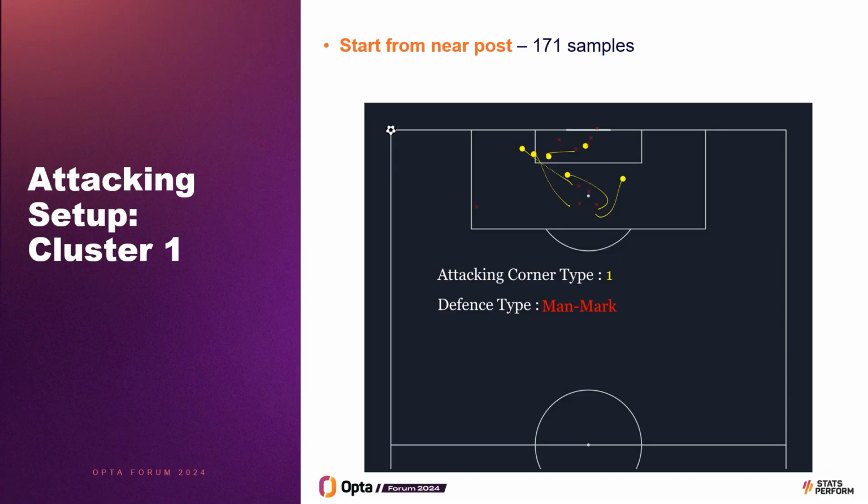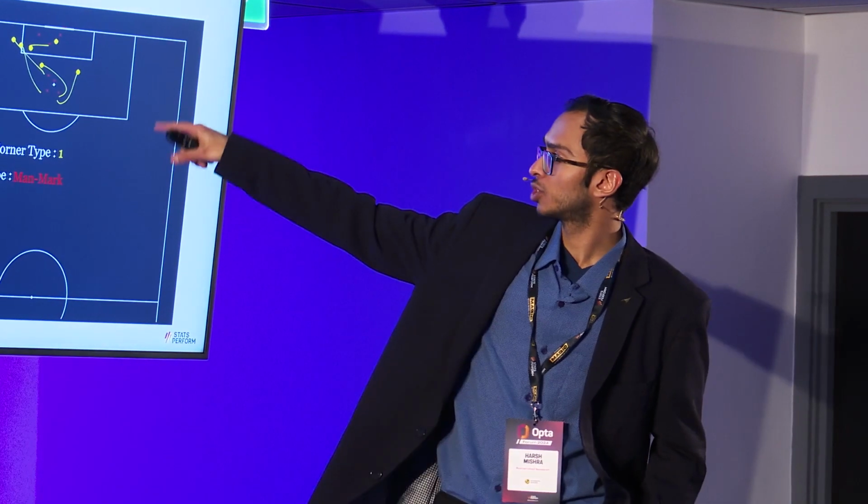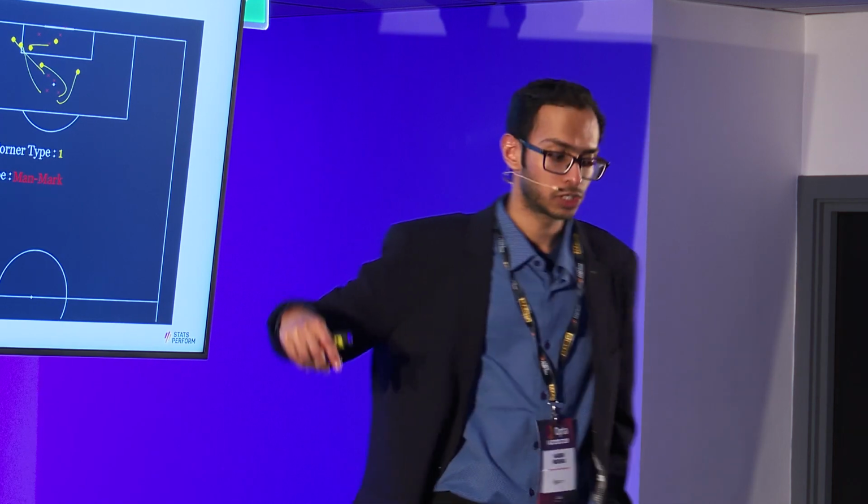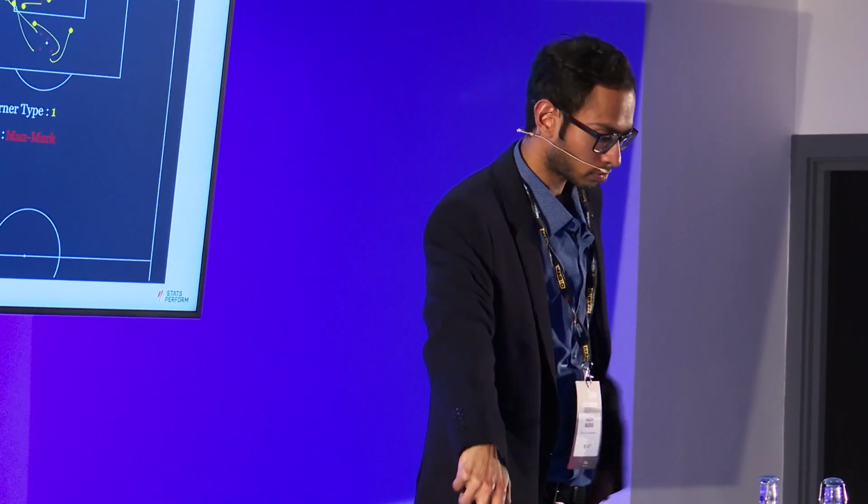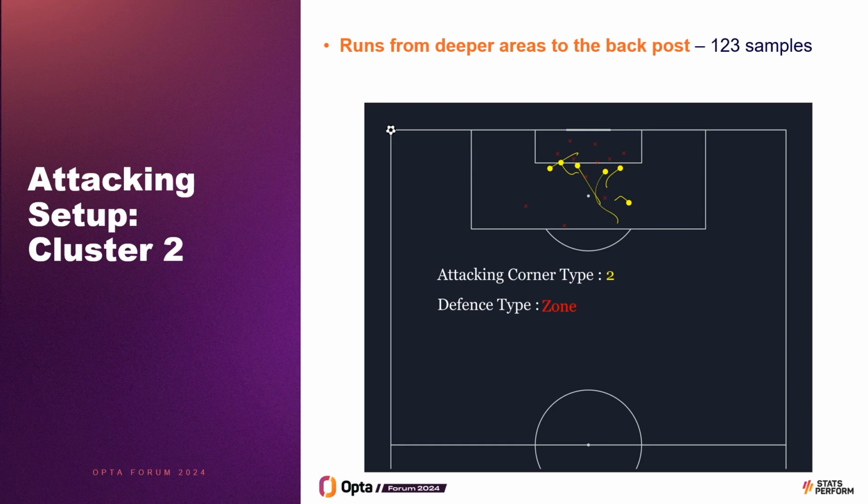Here you can see the different attacking zones using the initial positions of attackers and the different zones that were found for the final positions of attackers. The first type of cluster that was seen in the data was the one where most of the attacking players were seen starting their runs from the near post. So you can see the smaller dot, which is the beginning of the set of dots, is the initial position. Second was the type of corners where the runs by the attackers were seen from the deeper areas, and mostly the runs were made to the back post.